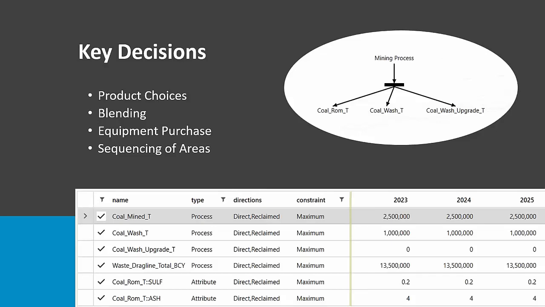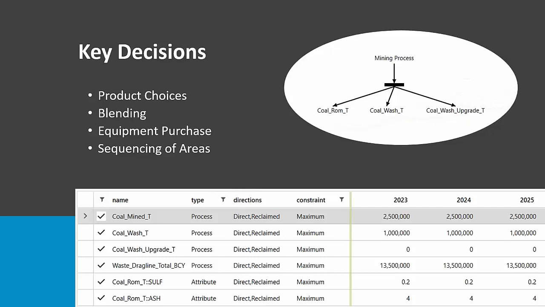Product choices. So for this example, I'm going to have ROM tons, so straight feed out to product, a wash plant, and then an upgraded wash plant. Within that, we're going to have blending constraints. So I'm going to be mainly looking at sulfur and ash for the product. You can look at equipment purchase. You can look at CapEx for the new upgraded plant. And inherent to Scheduler, you're always going to be looking at sequencing of areas. And that's the main inherent choice of Scheduler: where do I mine and when?